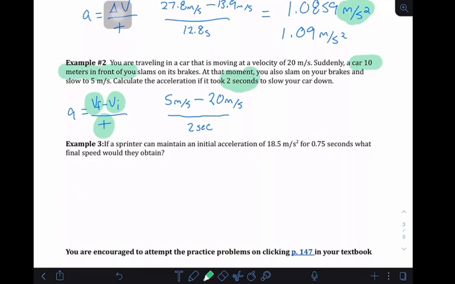When we now apply this formula, 5 minus 20 is negative 15 meters per second. And that's divided by 2 seconds. So the rate that we slow down at, or the rate that our velocity decreases, is at a rate of negative 7.5 meters per second, which we identify as meters per second squared.